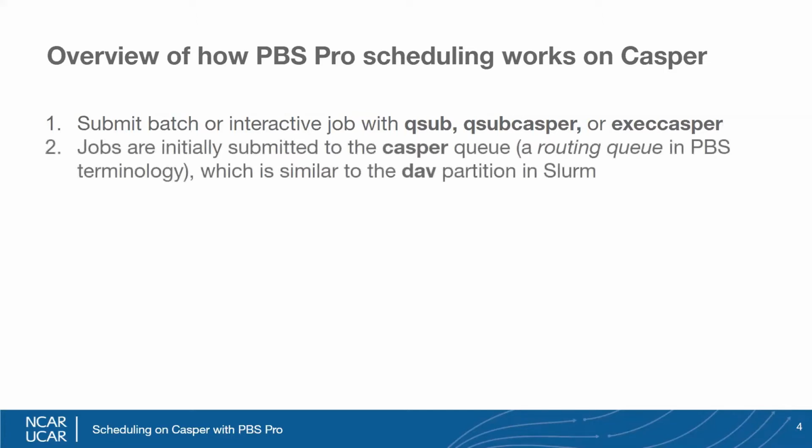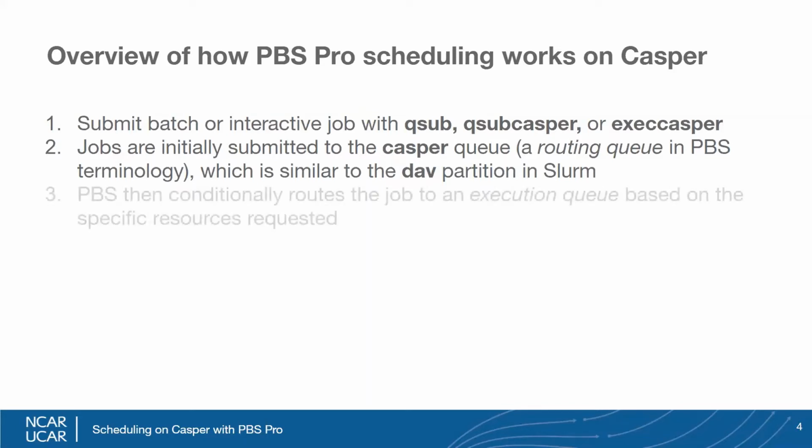So the jobs are initially submitted to a queue that is just called the Casper queue. And in PBS terminology, this is what's called a routing queue. And again, I'll explain what that means in a bit. But the Casper queue is similar to the DAV partition in Slurm. So it's a single destination for all of the jobs, and you don't have to think too hard, I suppose, about where your job exactly is going to land. It's more based on the resources that you're requesting, which is how we have it set up in Slurm.